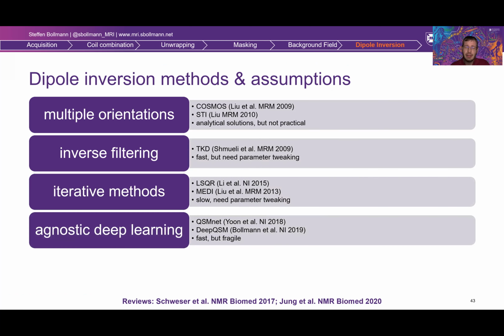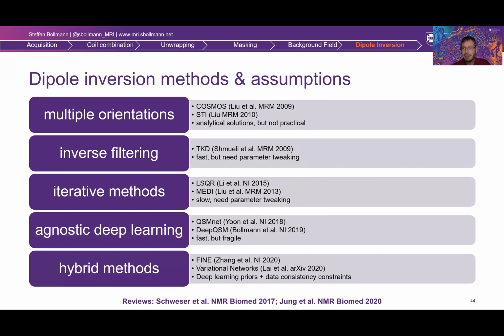Recently, deep learning tried to solve a lot of these problems. Here I call this category agnostic deep learning, because these current techniques like QSMnet and DeepQSM don't use any data constraints or data consistency constraints yet. They just have a network, the data gets fed into the network, multiplied by a lot of filters and modified, and then an image comes out. The problem is that because there's no data consistency included, these results can be quite fragile, and it can quickly break as soon as the new input data is not anymore in the range of the training data.